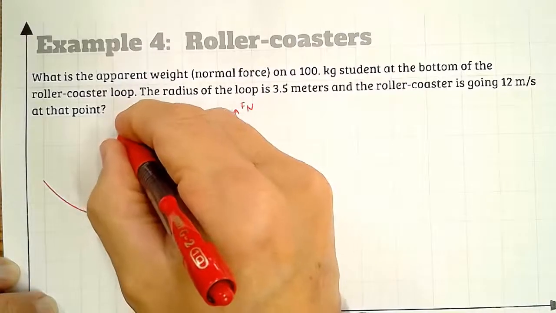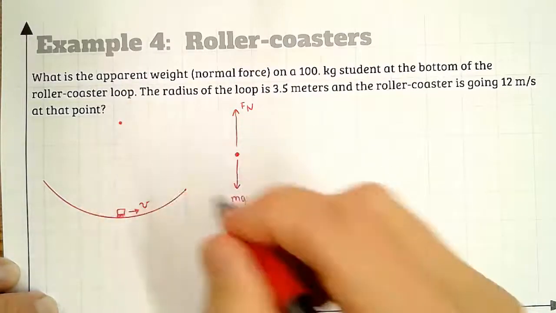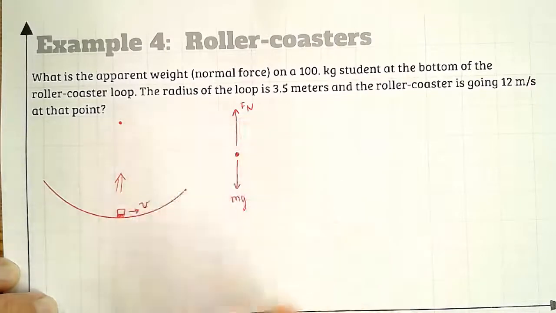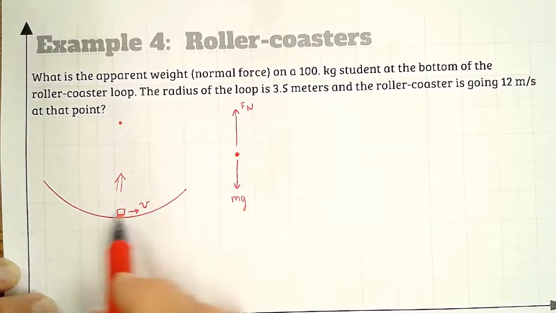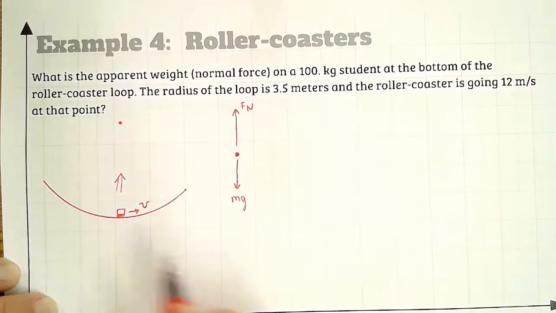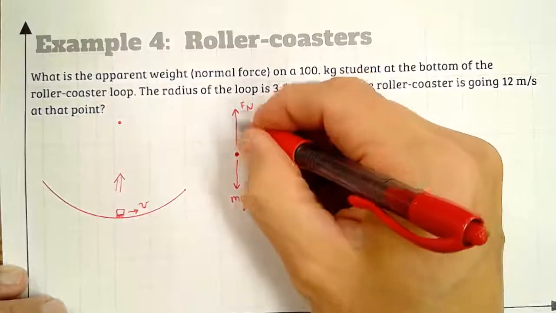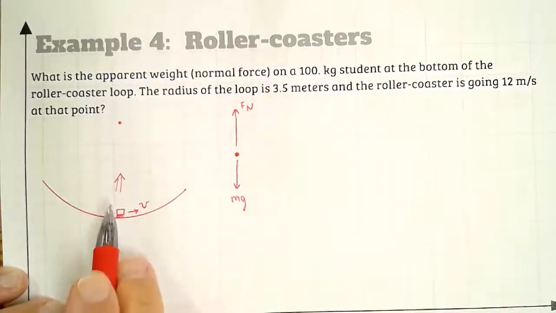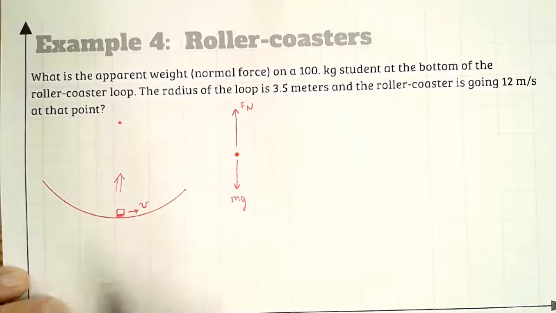And the center of the circle is up here. So the acceleration must be pointing upwards. You're moving in a circle. The centripetal acceleration is perpendicular, pointing towards the middle of the circle. So the acceleration is pointing upwards. So that must mean that the force going up is bigger than the force going down, because the net force has got to point towards the middle of the circle to make you move in a circle.